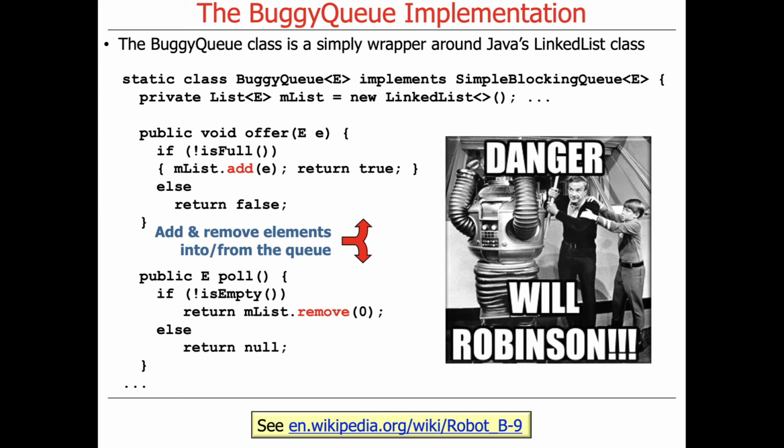Again, no synchronization, no blocking. Just check to see if it's full, if you want to do an offer, and add it, otherwise return false. With poll, if it's empty, return null, otherwise remove the item and return it. This code is fraught with peril when used in a multi-threaded context, hopefully for obvious reasons. The reason why it's full of peril is because these calls to is full and is empty and add and remove are not thread safe. So if you have a producer thread calling offer and a consumer thread calling poll, and they're accessing the same object at the same time, chaos and insanity will ensue.